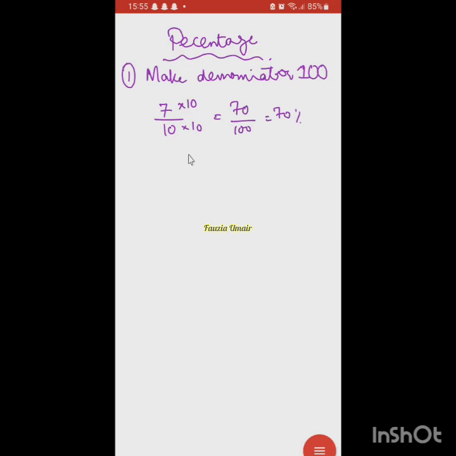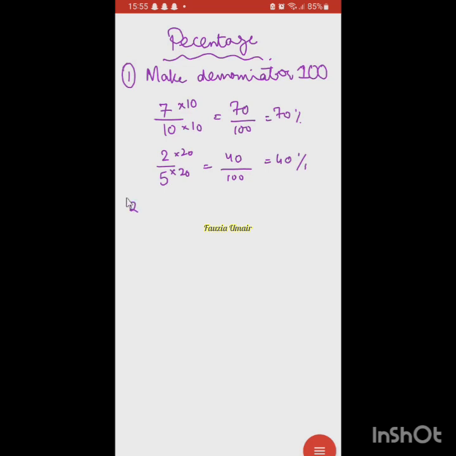ठीक है. Similarly, if for example it is 2 by 5, so one way is make the denominator 100. So 5 को किससे multiply करूं? 20 से. So it would be 40 by 100. So आंसर आ जाता है 40%. राइट? ये पहला मेथड है.